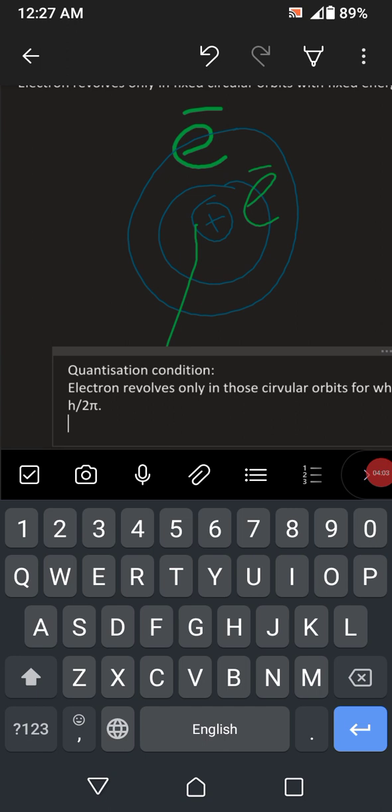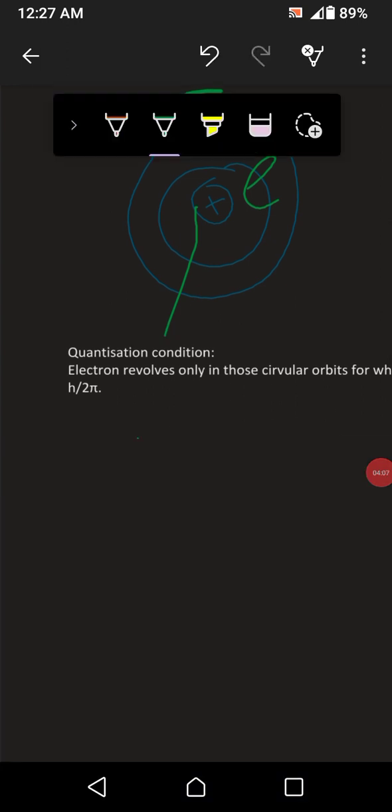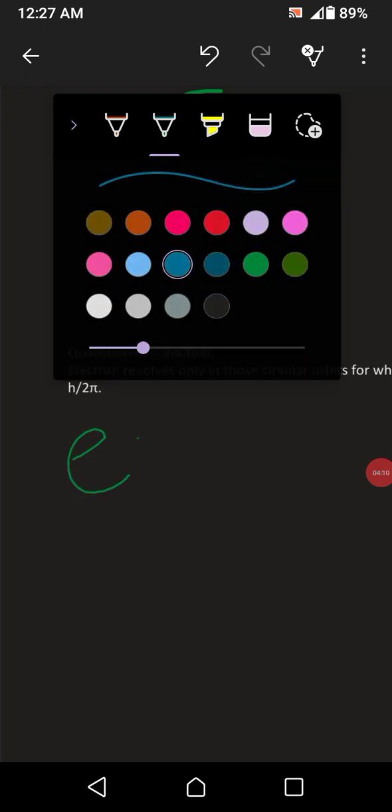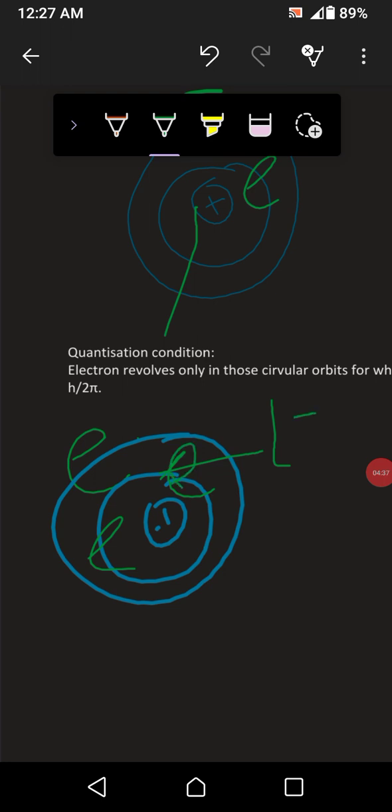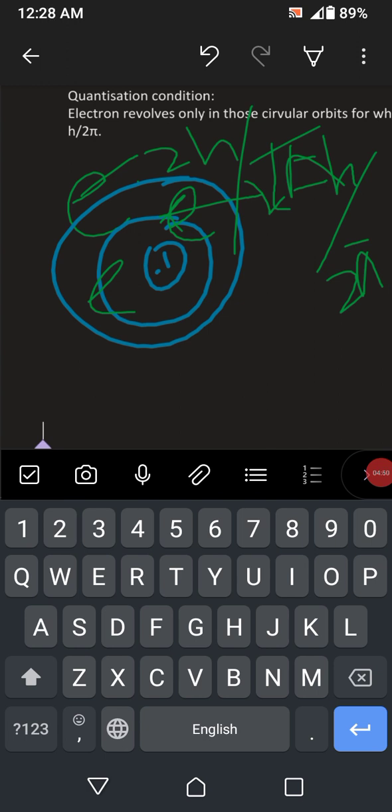So what does it mean? He means that when an electron is moving around the nucleus, it will have a certain angular momentum. If the electron is moving in the K shell, the angular momentum will be h by 2 pi, and if it is moving in the second shell, it would be 2h by 2 pi. He means that the angular momentum will depend upon the shell number.